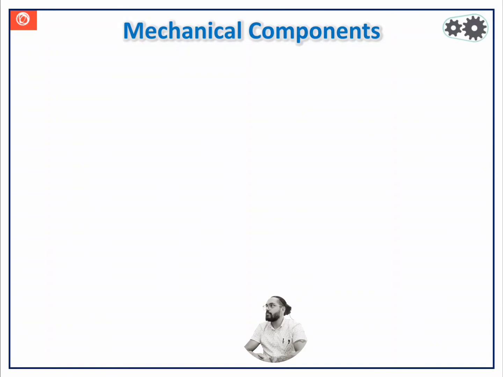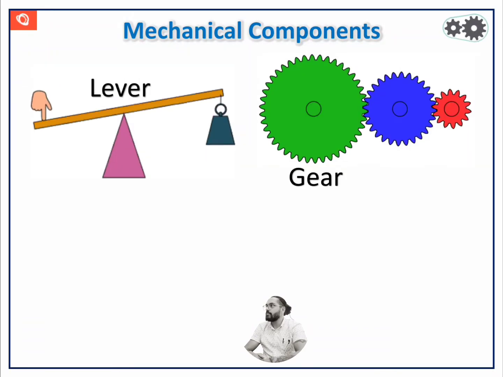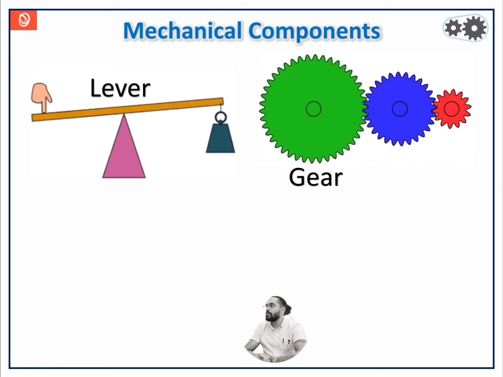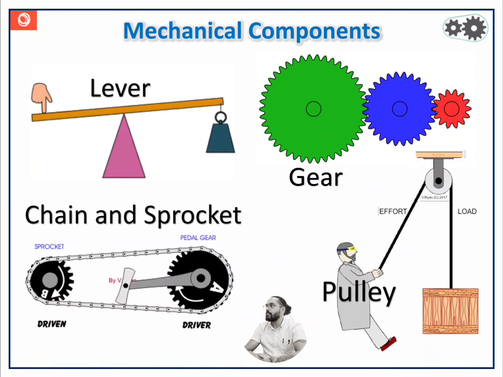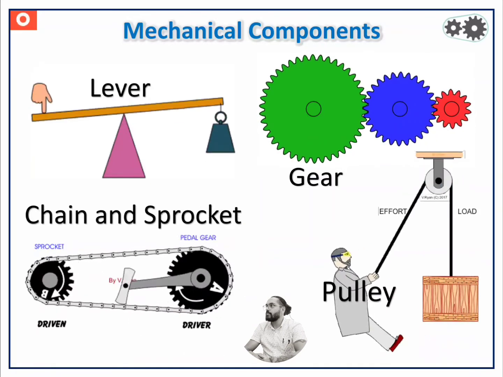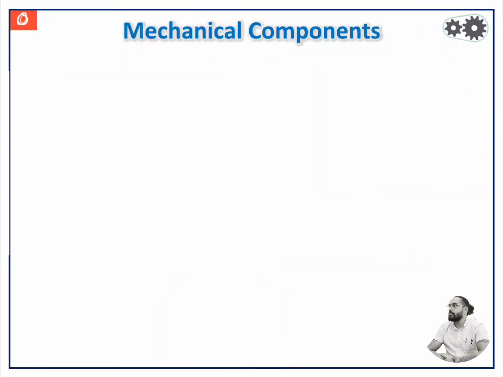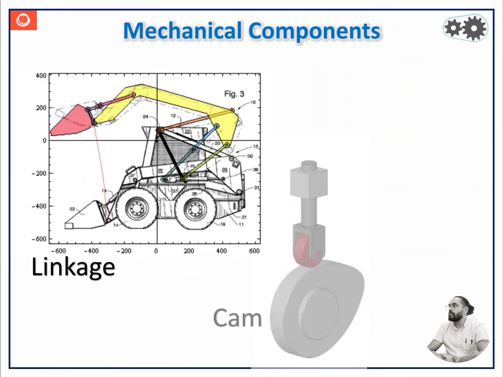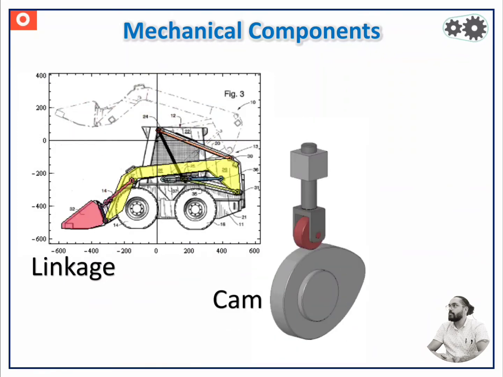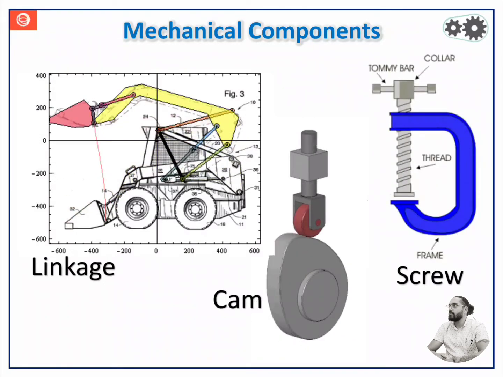So what are these mechanical components? We have the lever, we have the gear, we have chain and sprocket, we have pulleys, we also have linkages, cams and screws. We are going to look at each of these examples in the next part of this video.